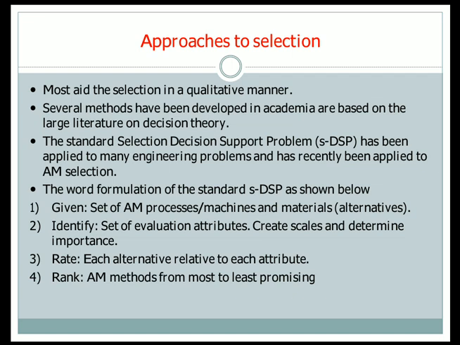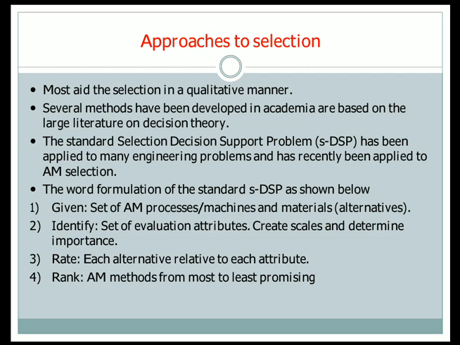First one is given: a set of AM processes, machines and materials. So what are all the additive manufacturing machines and processes that are available in our facility. Next we have to identify or evaluate the attributes, create a scale and determine the importance. So we need to evaluate and check the importance of the process which is the most desirable. Next is rate each alternative relative to each attribute. So rate is by what percentage or by what criteria one machine is better than the other. Like this we have to rate the machines and their performance.